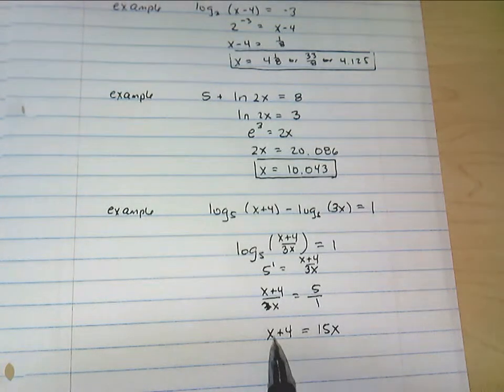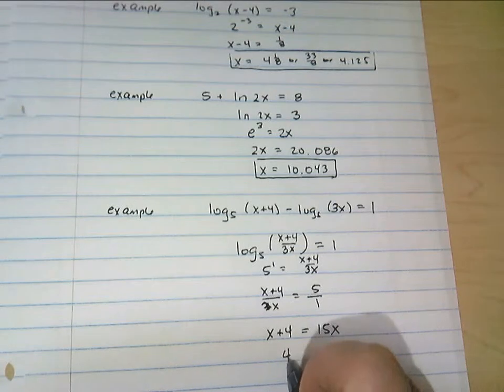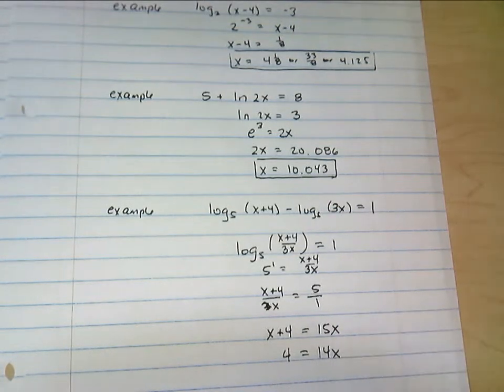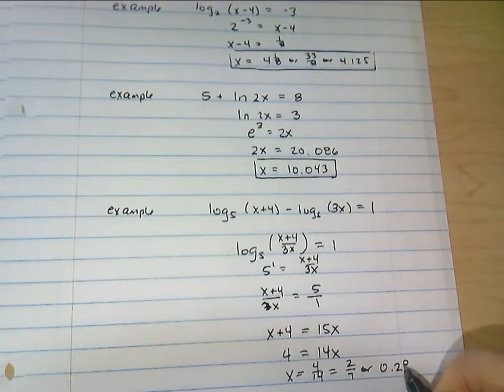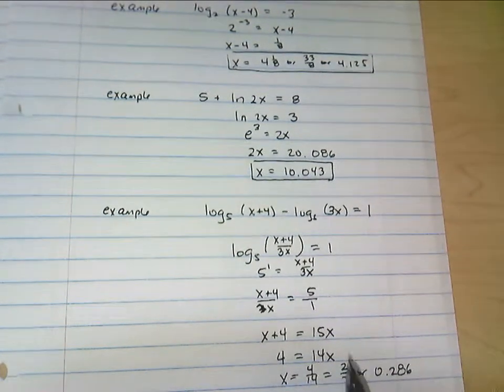Now I have to solve for x. I'm going to subtract x from both sides. This will just give me 4 on this side and 14x. When I divide by 14, I get x is equal to 4 divided by 14. Reduce the fraction or write it as a decimal. And then make sure that you check your work. I've checked this already and I know that this works.